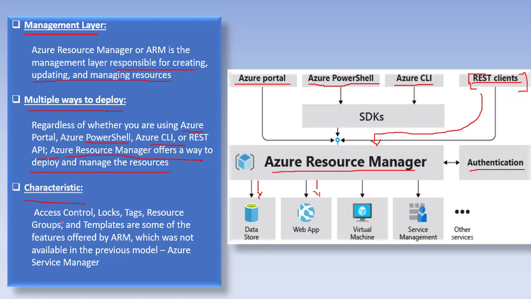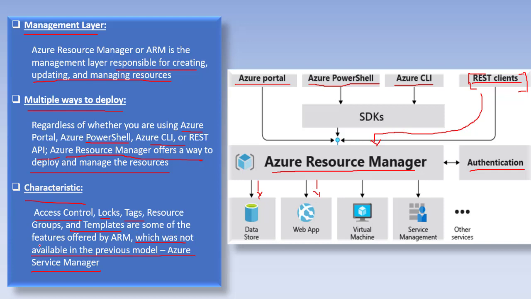Characteristics: at ARM level you can do access control, logs, tags, resource group. Resource group creation is also part of Resource Manager, guys, and templates. Now template is again a feature of this Resource Manager. You can even use templates to create resources, hence the name ARM templates. So using templates you can create and manage resources on Azure cloud. This was not available in the previous model of Azure Resource Manager. So template is a new feature.